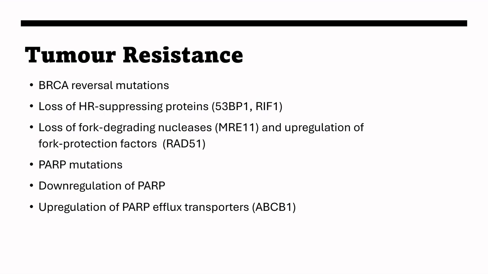The two most common are BRCA reversal mutations, which reactivate homologous repair pathways and stop synthetic lethality, and loss of fork-degrading nucleases such as MRE11 and upregulation of fork protection factors such as RAD51. This causes fewer double-stranded breaks.